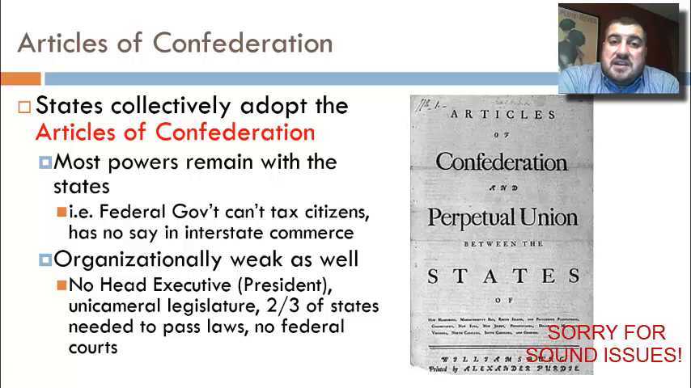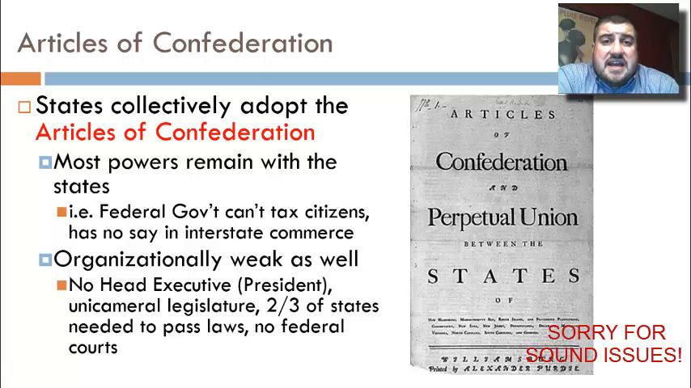Some things that the federal government cannot do under the Articles are tax citizens, and they have no say in interstate commerce, or business done between the states or companies between two states. They're organizationally weak as well. There's no president. The leader of the country under the Articles is the leader of the legislature, which is a unicameral legislature. That means there's only one house.